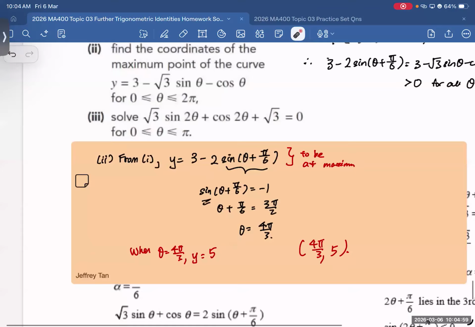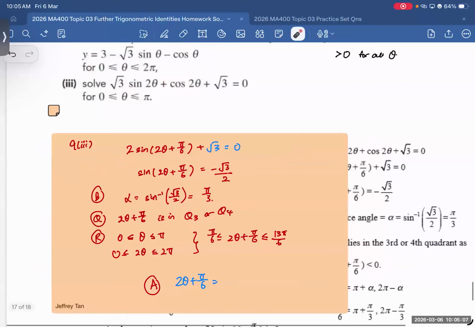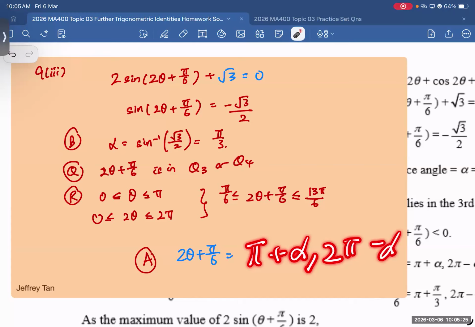Okay, Joshua, I go on. Now I go to part 3. Remember, we started at BQRA. Now alpha is pi over 3. Sine is negative, therefore it's quadrant 3 and quadrant 4. For quadrant 3, the answer should be pi plus alpha. For quadrant 4, it should be 2 pi minus alpha. With this as your structure, not touching each other.